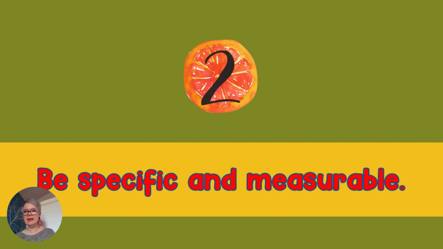2. Be specific and measurable. Your objective should be specific and measurable, meaning it should clearly state what the students will be able to do or accomplish as a result of the activity. Use action verbs to describe the desired outcome. So an example of a specific and measurable learning objective would be, by the end of the activity, students will be able to identify words that rhyme.